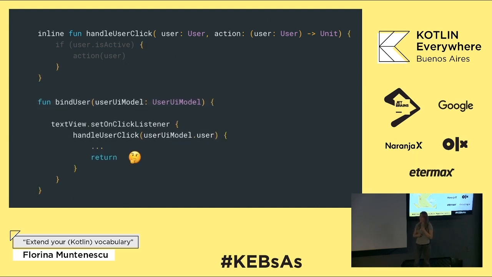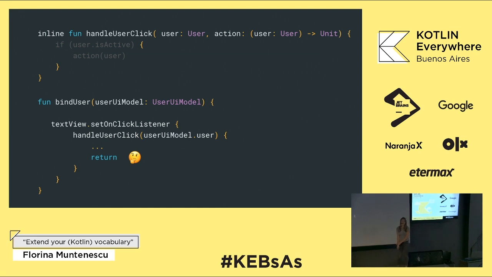Okay, what if we do this? What if we have a setOnClickListener, and inside the on click listener, we're calling handle user click? What happens here? Okay, other options? Don't be shy. I didn't know Argentinians are shy. Okay. So in this case, we actually get a compile error because it's saying that return is not allowed here.